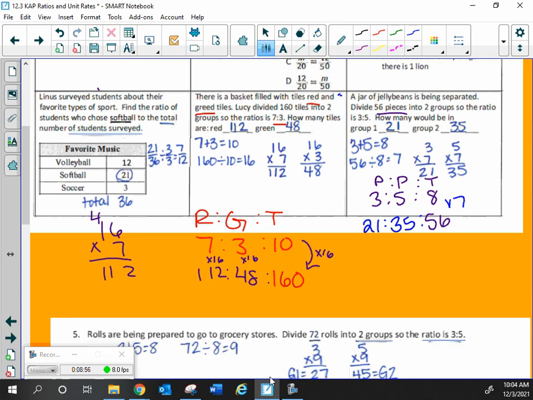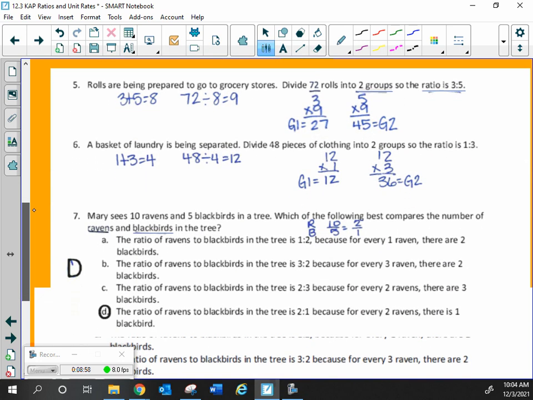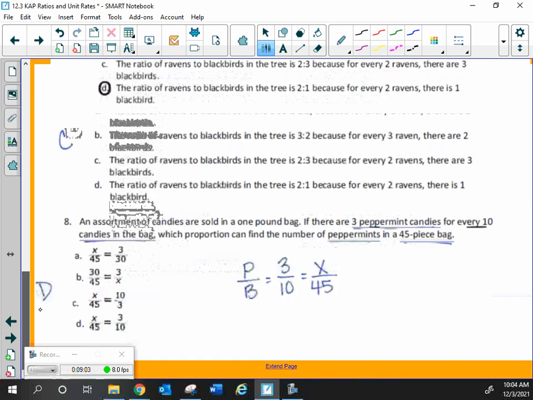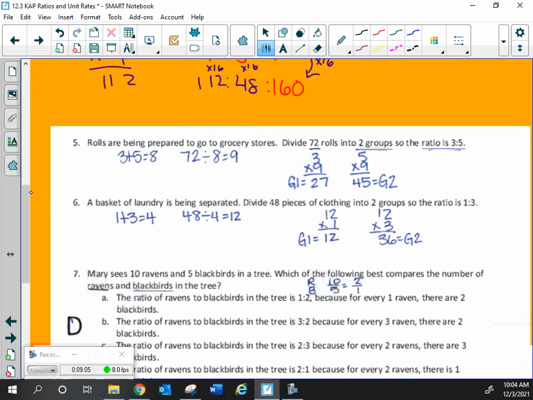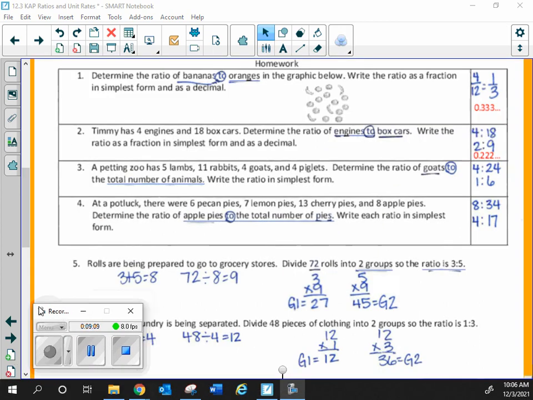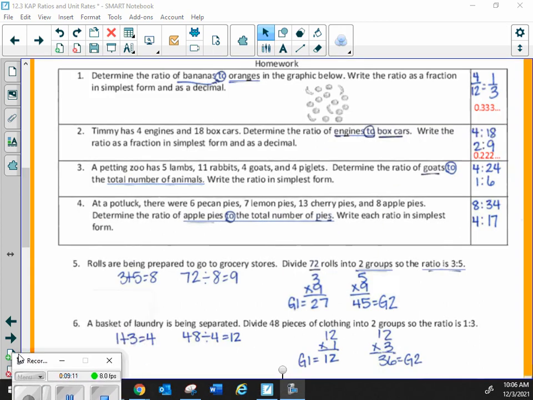I am going to go ahead and move on to the key, or the back. Oops. Where'd it go? One second. Any questions on that part of things? I have a question. Yep.